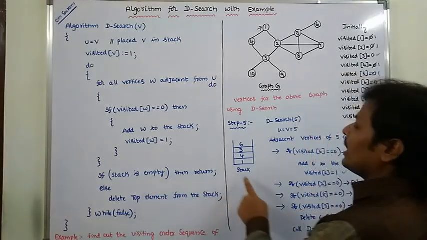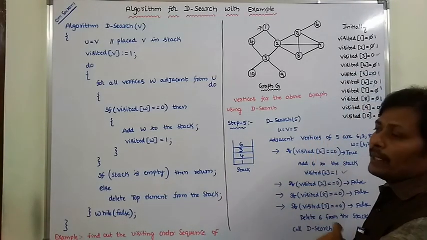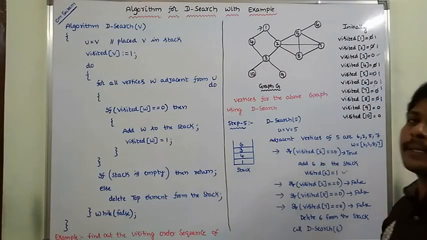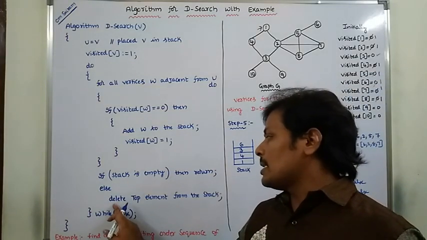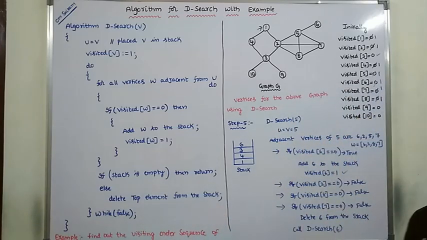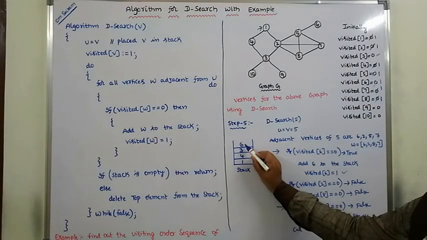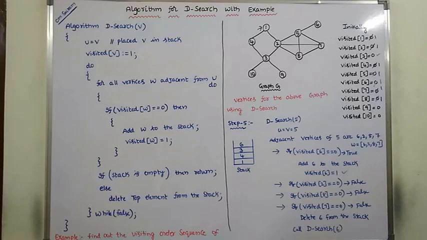If stack is empty, no, stack is not empty. Stack contains 1, 4, 3, 6 elements. This condition is false. Go to the else block. In the else block, delete top element from the stack. Here top element in the stack is 6. So now delete 6 from the stack.